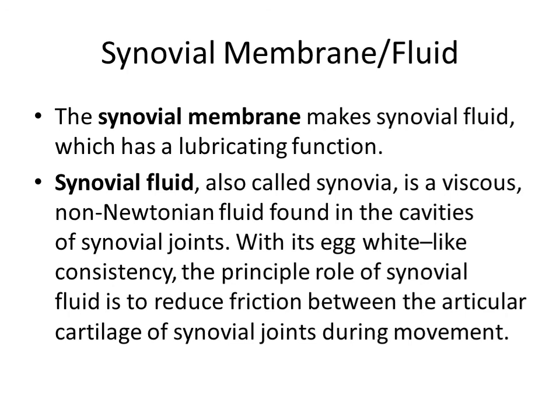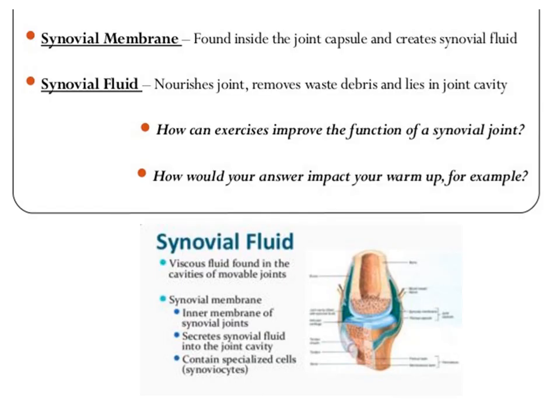Now, the synovial fluid is found in the cavities of synovial joints, and it has an egg white like consistency. The principal role of the synovial fluid is to reduce friction between the articular cartilage of synovial joints during movement. So, furthermore, to give a slight definition on synovial membrane and synovial fluid, remember synovial membrane is found inside the joint capsule and creates the synovial fluid, while the synovial fluid is one that nourishes the joints, removes waste debris and lines joint cavities.